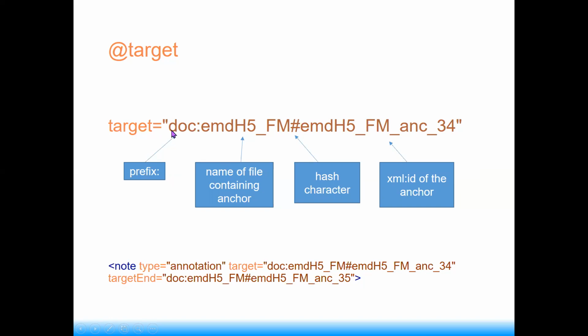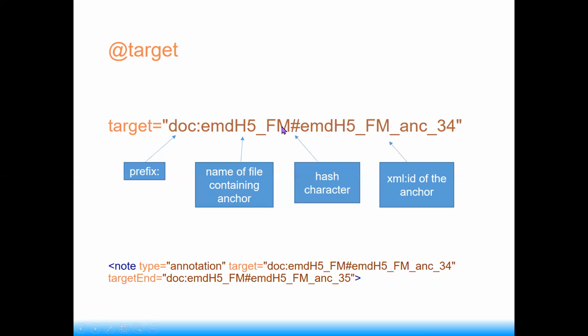So we need to point to the document that has the anchor first. LEMDO uses prefixes just to speed up processing time. And so we need to use the prefix doc, which is a way of saying go and look in the document collection, as opposed to the personography or the prosopography or the bibliography or the orgography or the handography for the manuscript folks. Okay, so we use that doc prefix right there with a colon, and then we need the name of the file that contains the anchor. In the case of Henry V, it's going to be EMD H5_FM for Folio Modern.